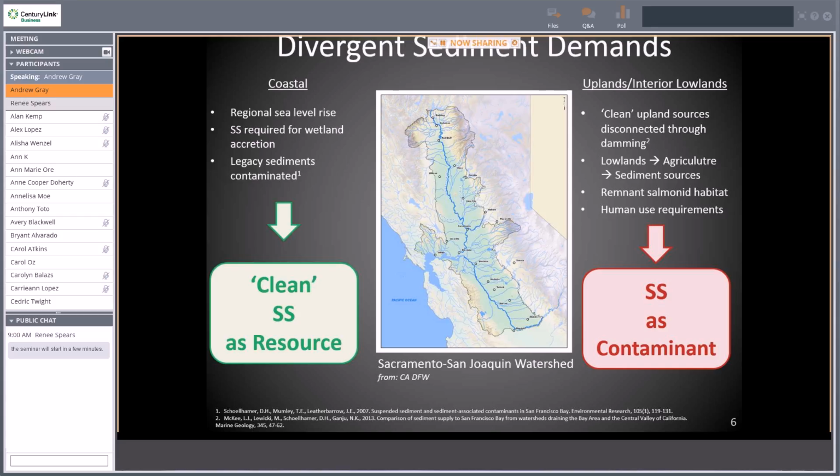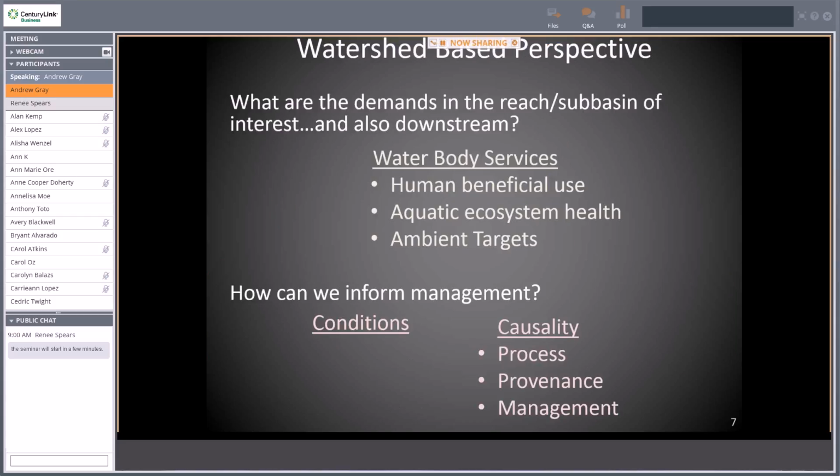And so this is just an illustration of how, if we're going to think about suspended sediment in aquatic systems, we really do need to take a watershed-based perspective, because we need to think about the demands for the reach or subbasin of interest for any particular study, or maybe there's some chronic condition that raises that up to interest. But we really need to think about water body services, both in that reach and also downstream, from more of a holistic perspective.